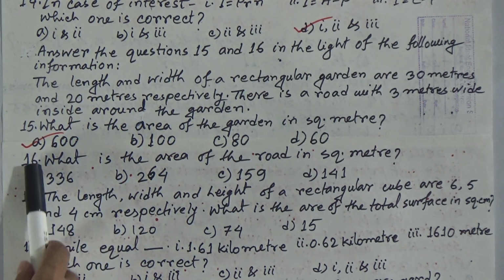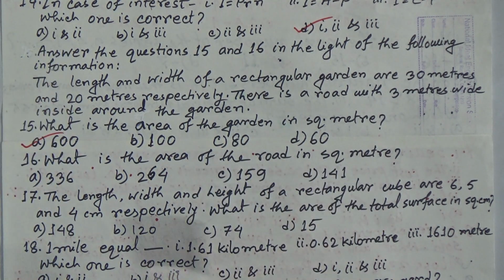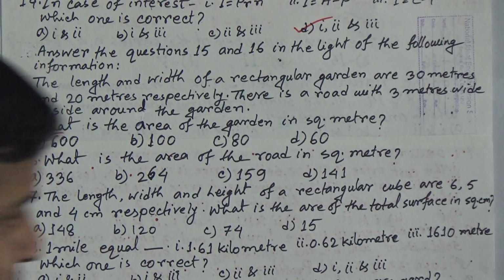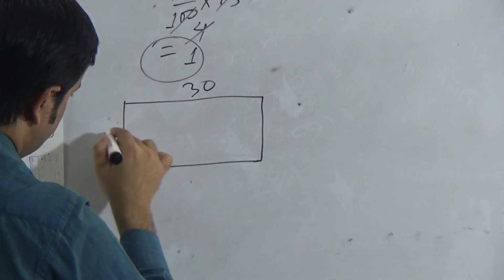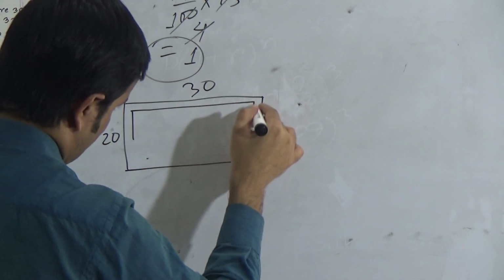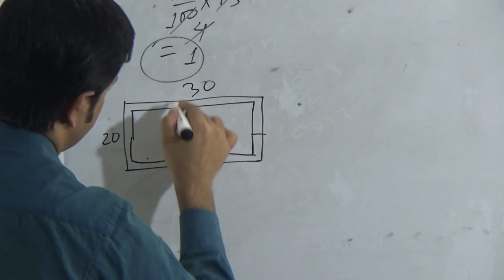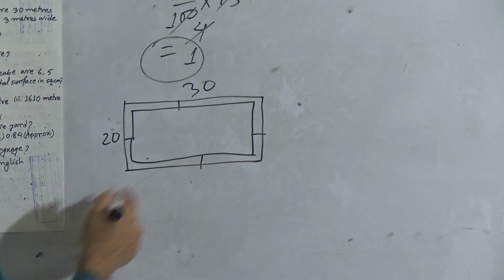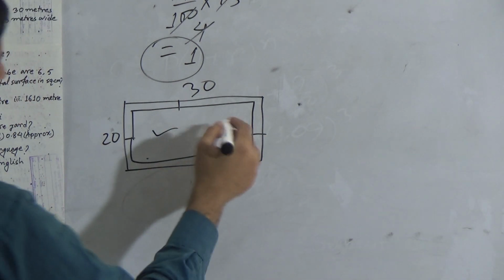Now 16. What is the area of the road in square meter? Dear students, we have to find the area of the road. You know this type of figure in this case. This is 30, this is 20. Inside there is a road and the width of the road is 3 meter. If we find this area, it means the area of the garden excluding the road, we will get this one.